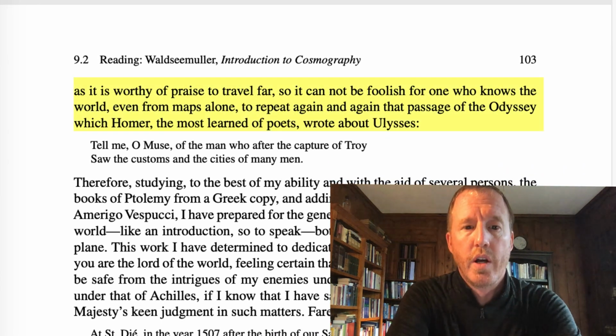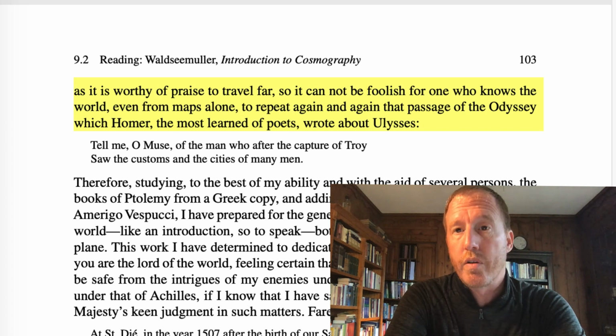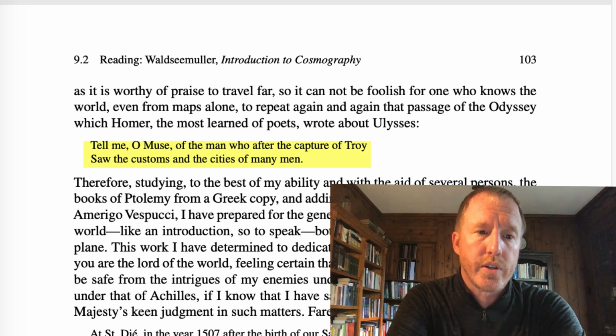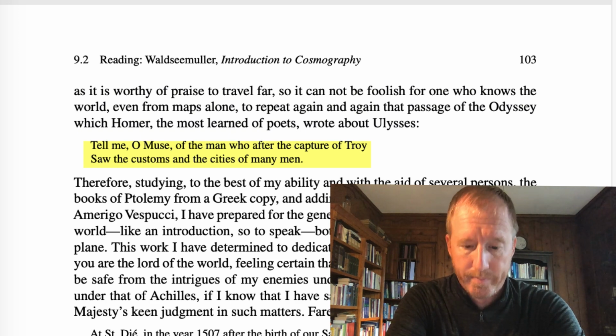Then he also has a quote from the Odyssey. He mentions that we can learn from books like the Odyssey, written by Homer, which starts out, "Tell me, O muse, of the man who after the capture of Troy saw the customs and the cities of many men."